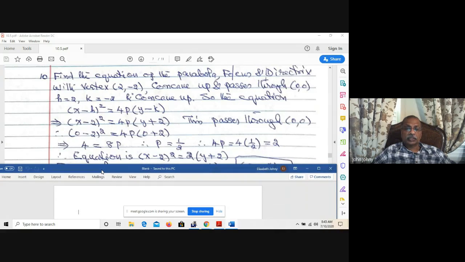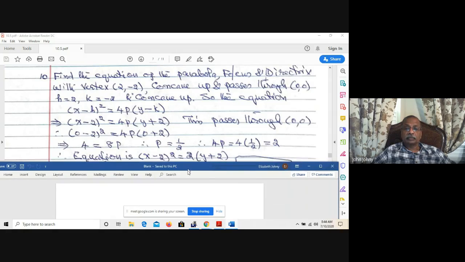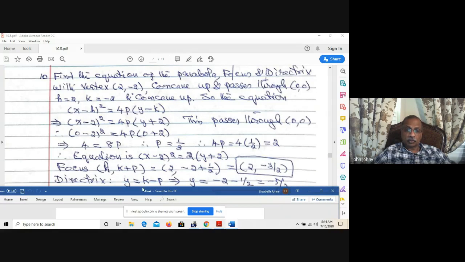So the equation is (x − h)² = 4p(y − k). So (x − 2)² = 2(y + 2). So the focus is (h, k + p), because you recall that formula. This is x as the square term, so it is either concave up or concave down. p is positive, so it is concave up.